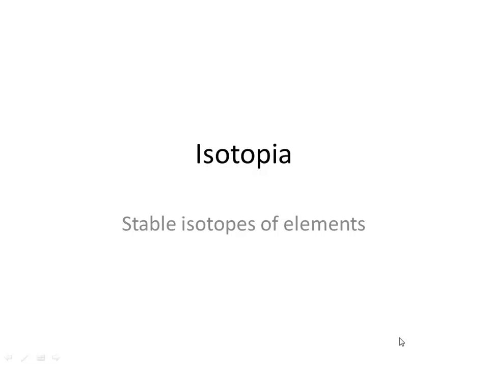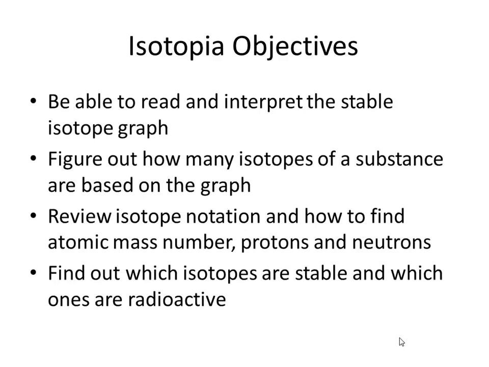Isotopia, we are going to discuss what isotopes exist and why, which ones are stable and which ones are unstable. So we should be able to read and interpret the isotope graph that you have in front of you now. We should be able to figure out how many isotopes exist based on the graph. We'll also review isotope notation and figure out what isotopes are radioactive. We'll talk a little bit more about that later.